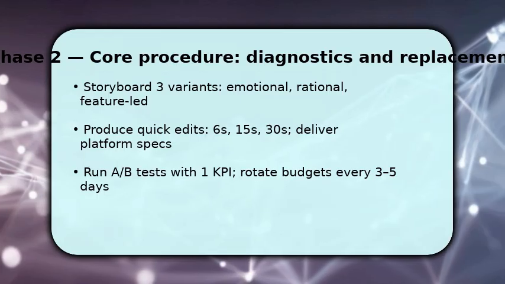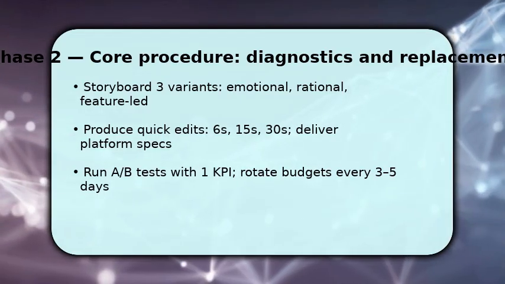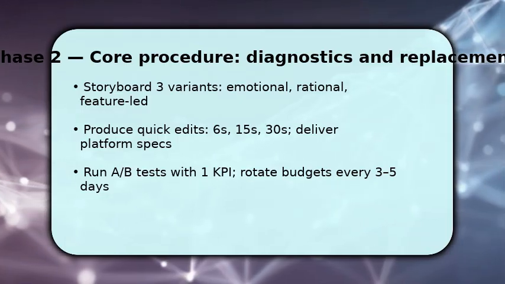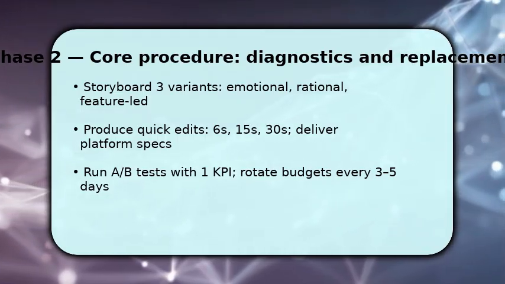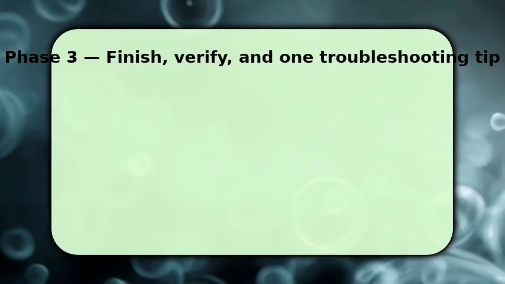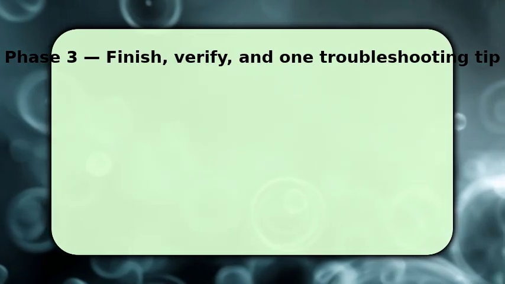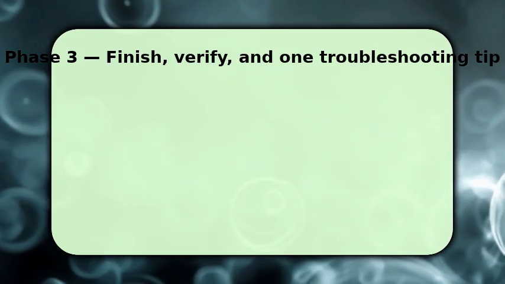Make sure to rotate budgets every 3-5 days based on early performance, and pause the worst performers. Fast iterations beat slow perfection in competitive feeds. To finish, scale winners methodically and watch the math. Increase budgets in roughly 20% steps. Monitor CPA and ROAS after each bump so you avoid abrupt bounces.